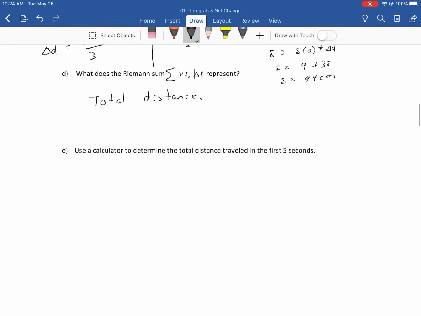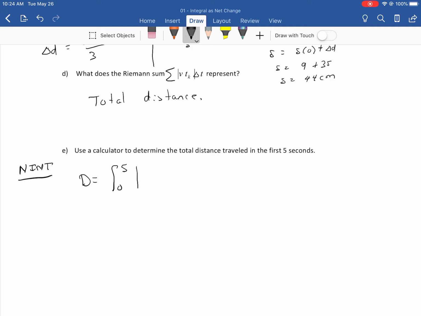Now it says use a calculator to determine the total distance traveled in the first 5 seconds. Different calculators and different websites will do this differently. Your textbook uses something called NINT, and NINT will be in some applications and computer programs. If you're using a Casio calculator, you'll just type this in directly. Make sure you're in math mode, and what you'll type in is: total distance traveled will be the integral from 0 to 5. You'll need the absolute value symbol, which you can find in the catalog. You go to catalog and down to absolute value.